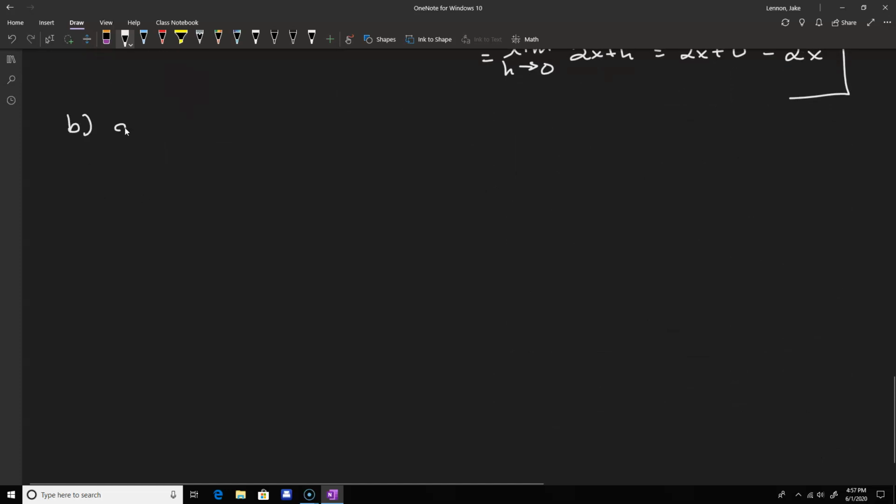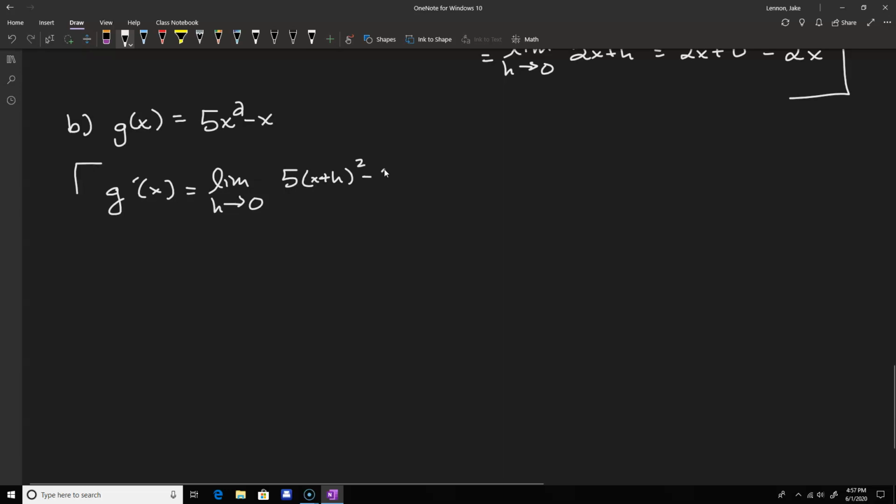So for part B, let's look at g of x equals 5x squared minus x. So what do we end up with here? Well, again, let's just start by the definition. G prime of x is going to be a limit as h approaches 0. And we're doing g of x plus h first. So anywhere you see an x in the g of x formula, you want to replace it by x plus h in parentheses. So we're going to have 5 times x plus h squared and then minus x plus h. Okay, so that's g of x plus h.